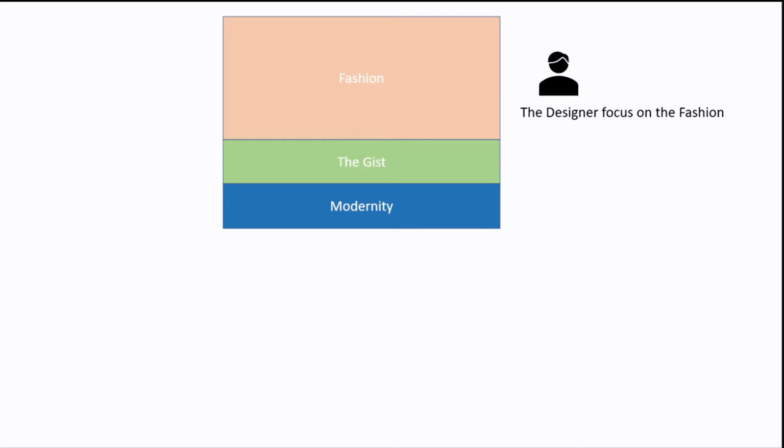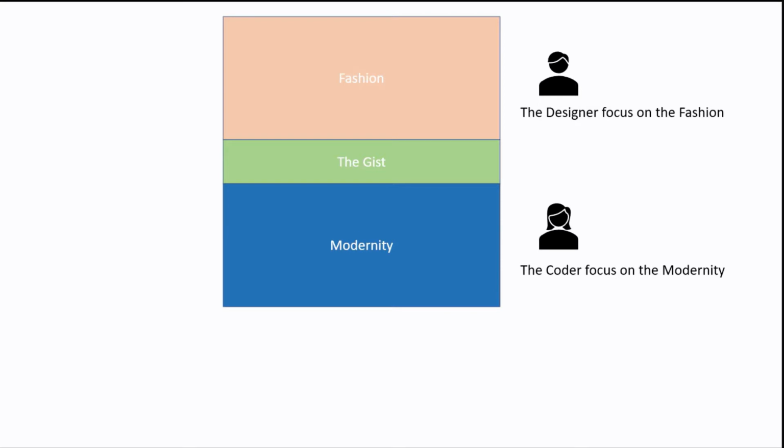Well, fashion is what the designer focuses on, and the coder or developer focuses on the modernity, which is basically the coding language, the paradigms that we choose to build our system upon. It could be servers, technologies, and strategies. The gist of the system is what the software, or rather the information architect, focuses on. It's all the business rules and the entities that exist in the business that the system is supposed to support.